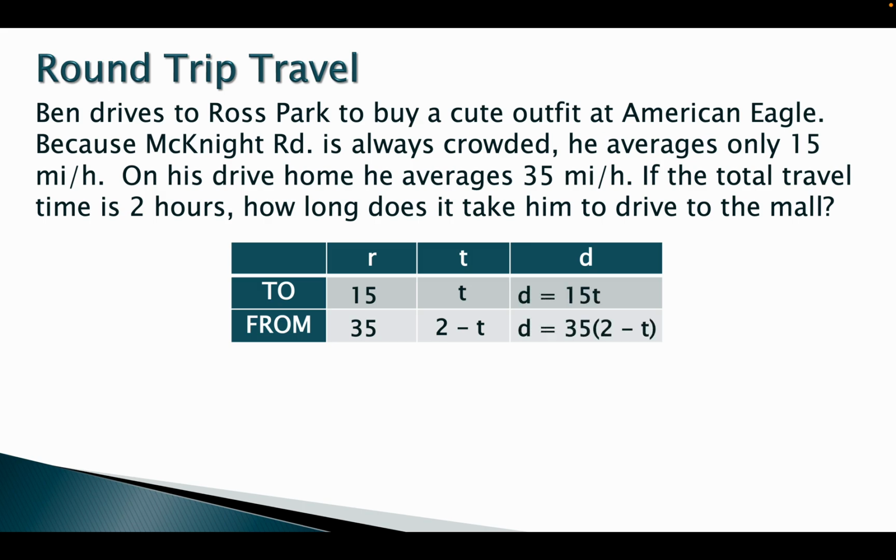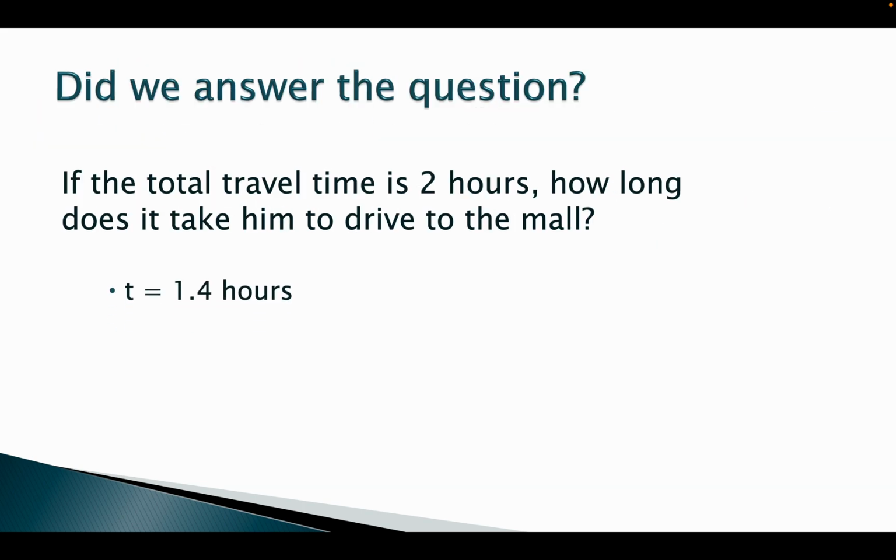Multiplying our rate times our time to get our expressions for distance. And if we think about going to some location and turning around and coming back from the same location, we should know that those distances should be equal. So again, we're going to set it up to show that they're equal. And if you'd like time to try to solve this on your own, you can pause. Otherwise, when we solve it, we get t equals 1.4 hours, or 1 hour and 24 minutes to get to the mall at a speed of 15 miles an hour.